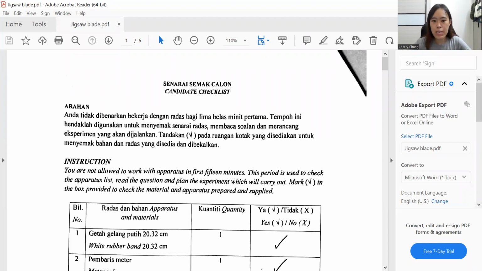As you can see here, they will give you the instructions. It says you are not allowed to work with the apparatus in the first 15 minutes. As you know, you will be given 5 minutes for each subject to check your apparatus. You will be given 3 trays altogether, 1 tray for 1 subject, so 1 subject is given 5 minutes.